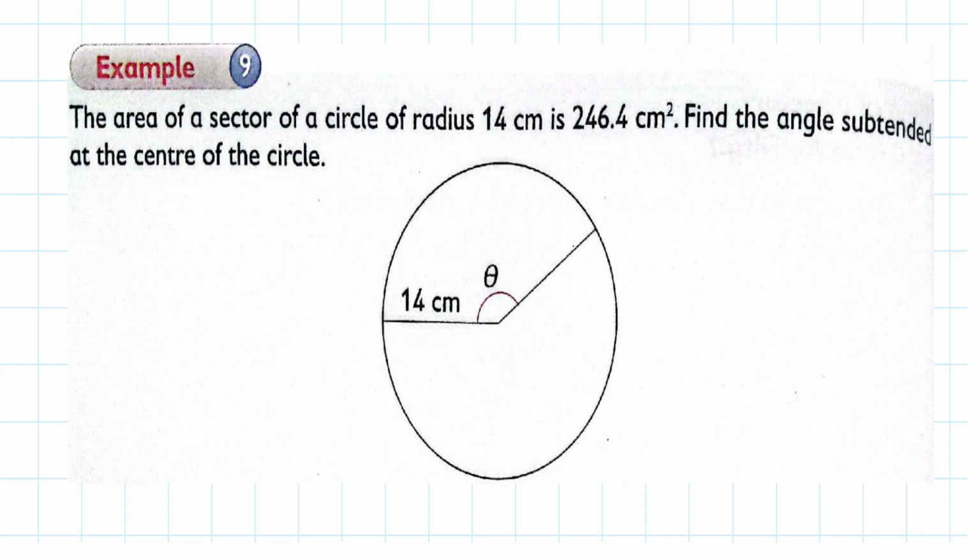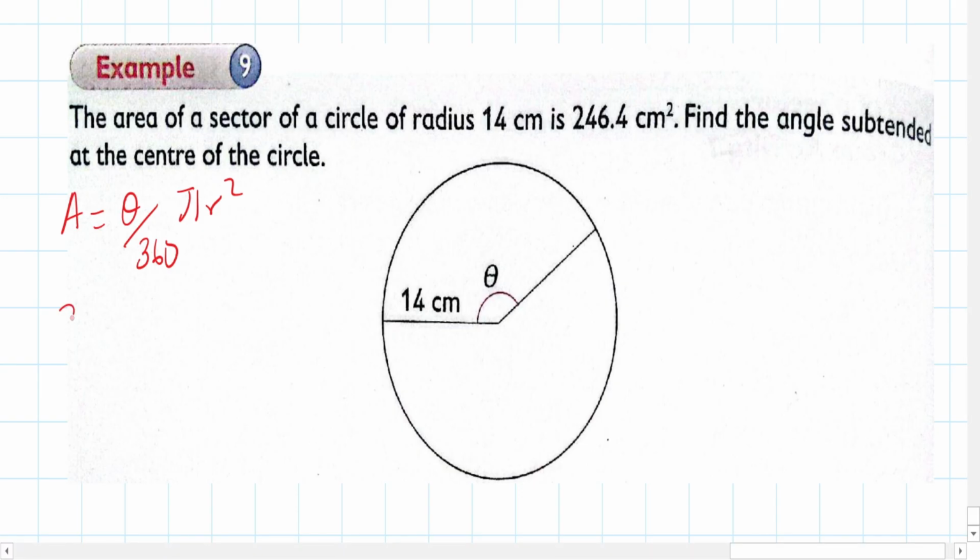Now, what if you have a question like this where you've been asked to find the angle instead of the area? Now, the area of a sector of a circle of radius 14 centimeter is 246.4 centimeter square. Also find the angle subtended at the center of the circle. So we know that area is equal to theta over 360 times pi r squared. Okay. Now we have the area, but we don't have the angle.